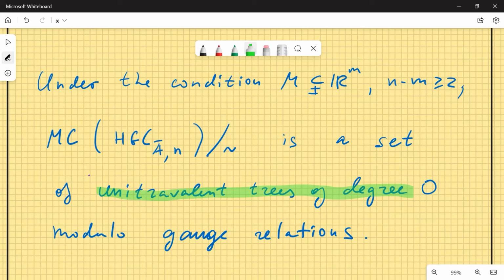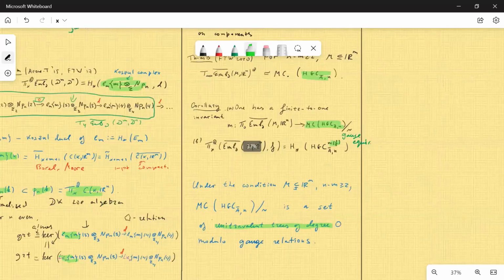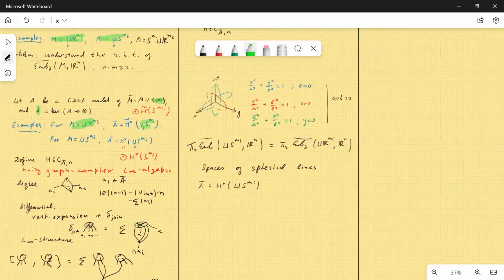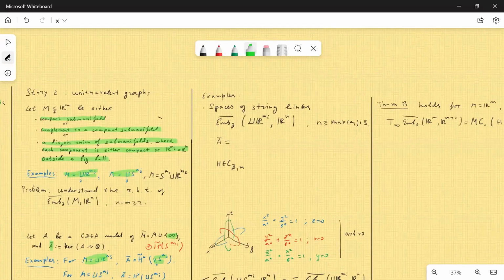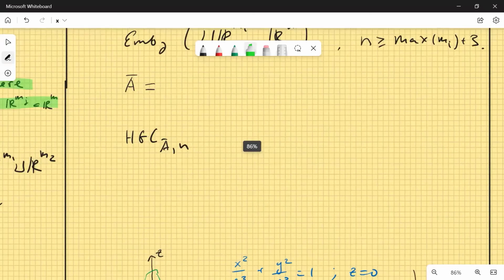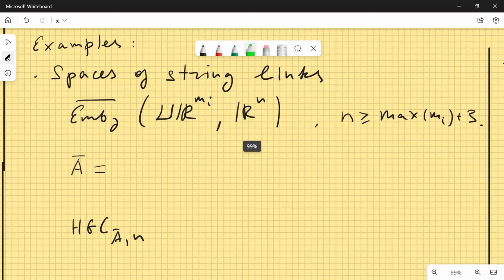So let me speak a little bit about the specific example. And let's look first at the spaces of string links. Right, so we look at the embeddings of a bunch of straight lines into Rn. So we assume that outside the compact set, the embeddings are standard.